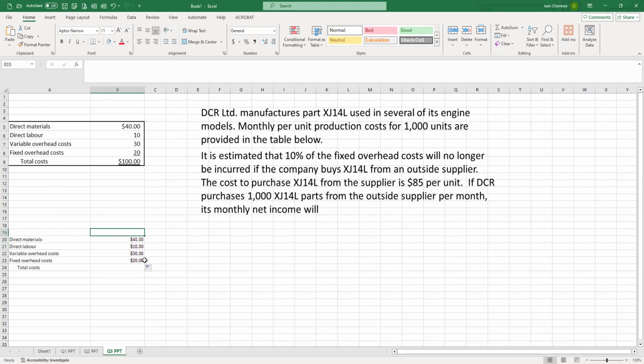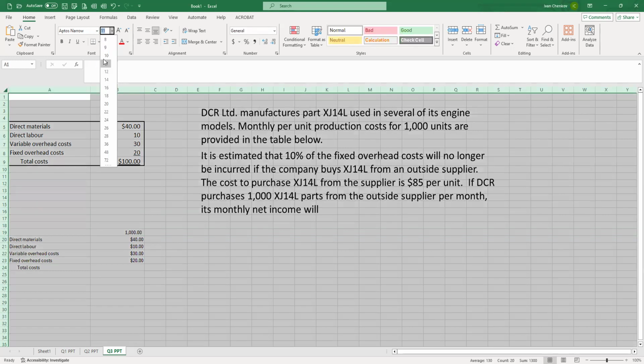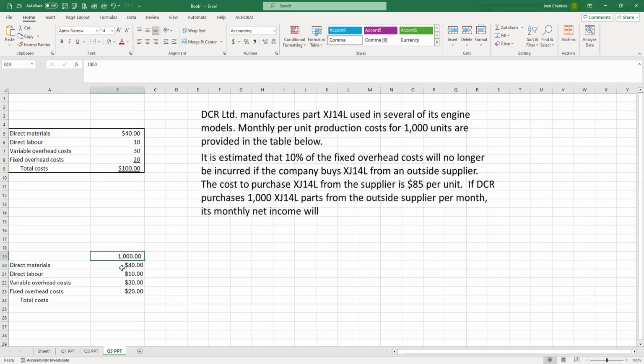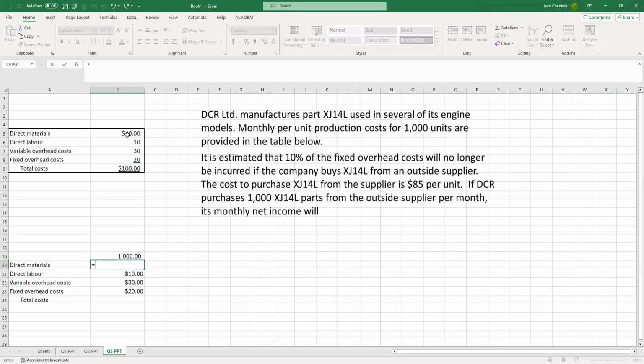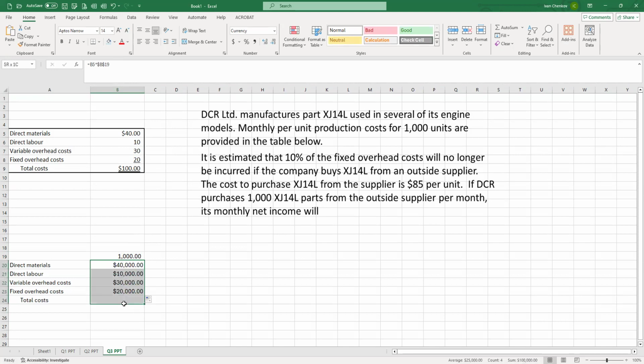But times 1,000, correct? Because we're purchasing 1,000 units. You guys with me? Yes, Professor. So how much will be my cost? It will be 40 times 1,000. 40,000. My total cost will be that much: $100,000. 1,000 units, $100 per unit.